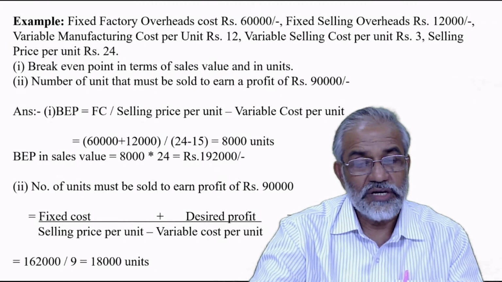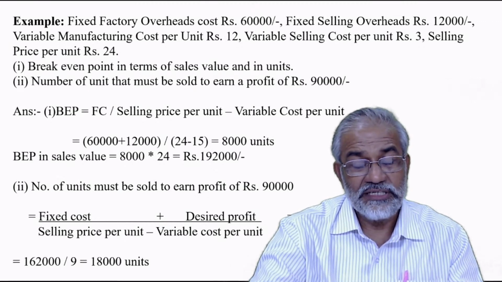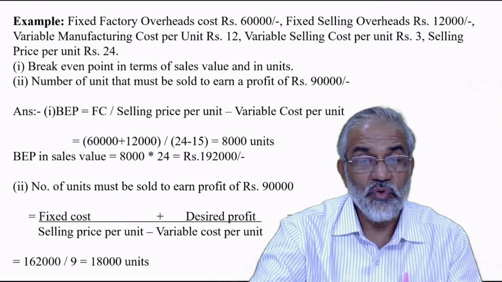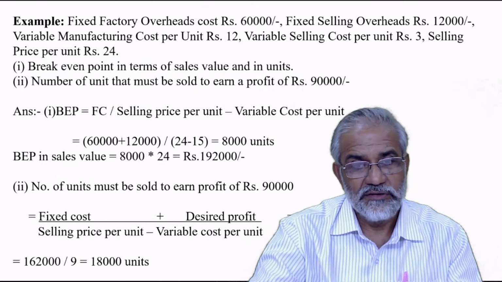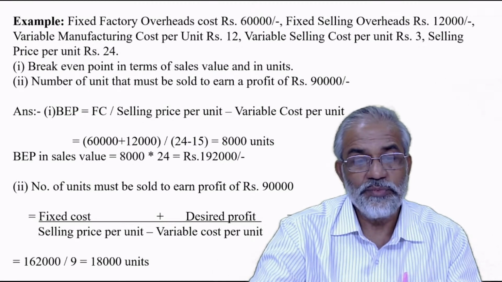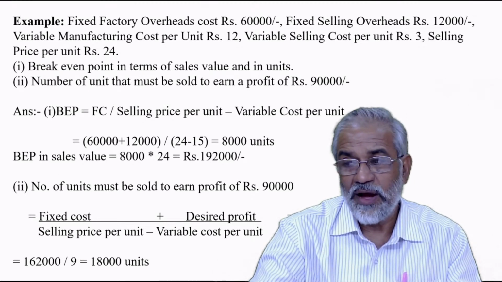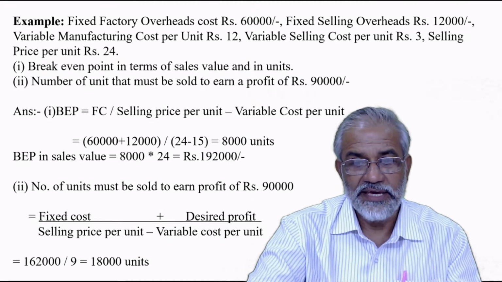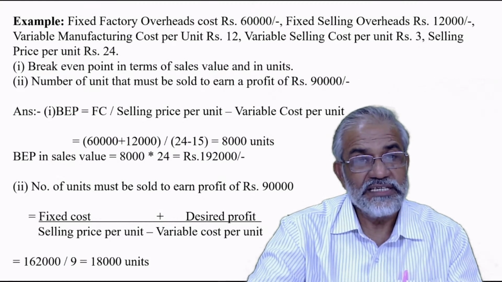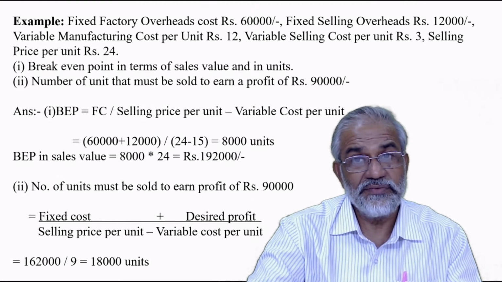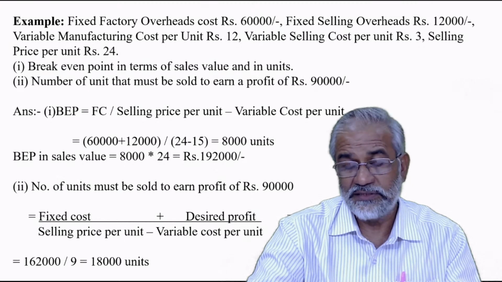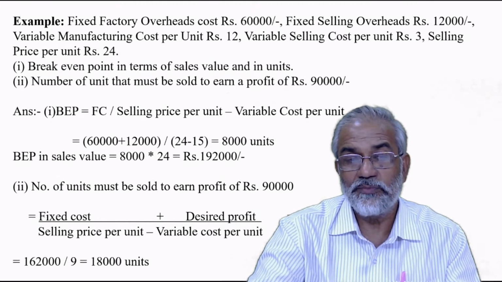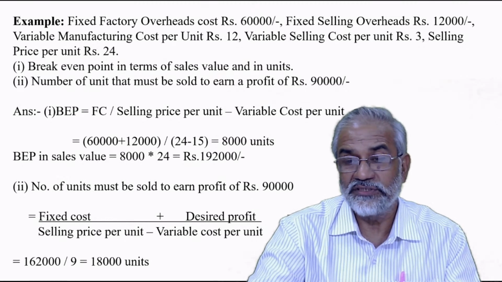Here, the desired amount of profit has to be simply added to the fixed cost, and the whole has to be divided by the contribution per unit. That would be the volume of output at which we can attain the desired amount of profit. Here, 72,000 is the fixed cost, which is the combination of the fixed factory overhead plus fixed selling overhead, and the desired amount of profit as given in the question is 90,000.